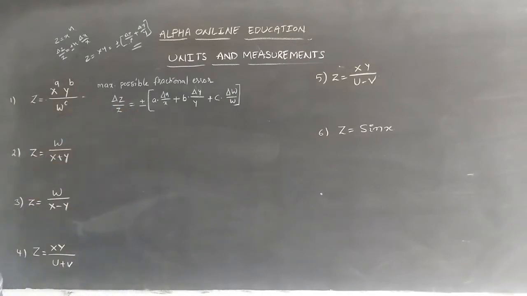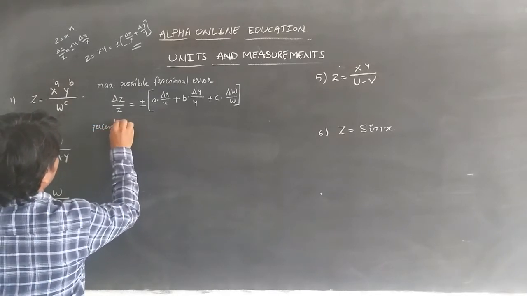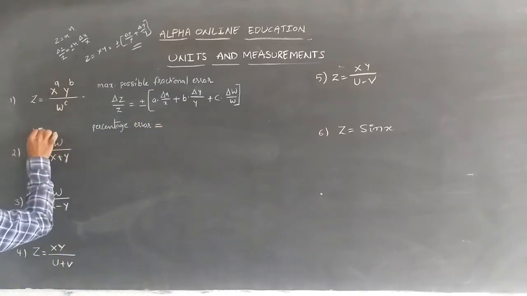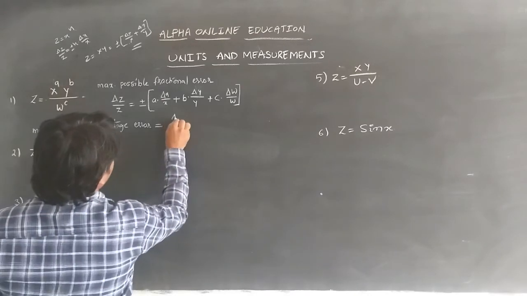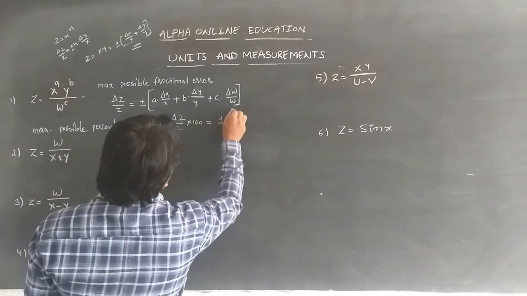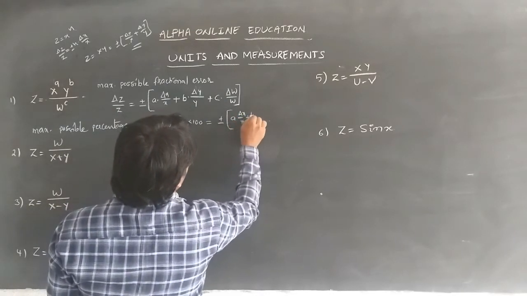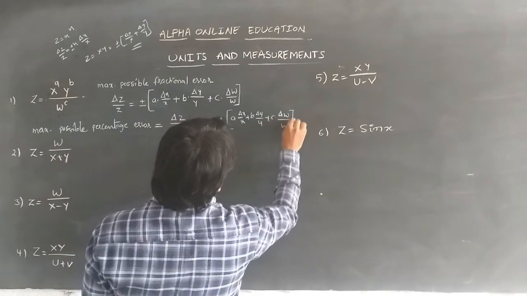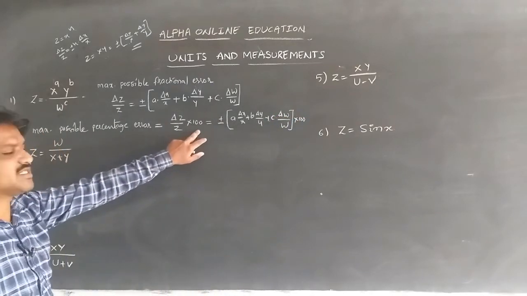If you want the maximum possible percentage error, we can write: delta z by z into 100 is equal to plus or minus of a into delta x by x plus b into delta y by y plus c into delta w by w, into 100. So this is the maximum possible percentage error.